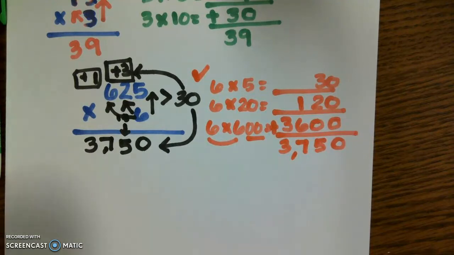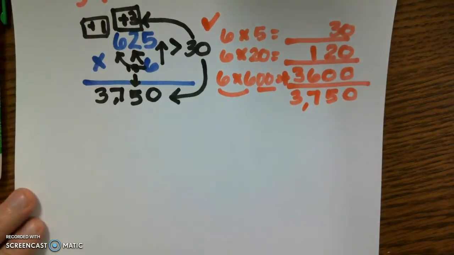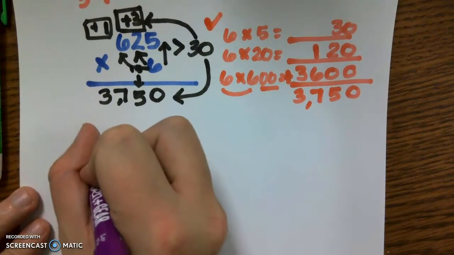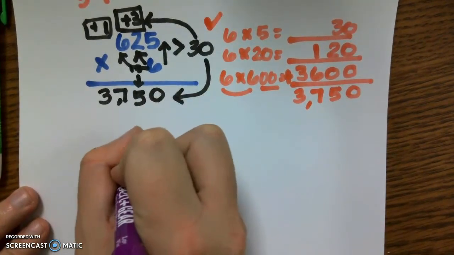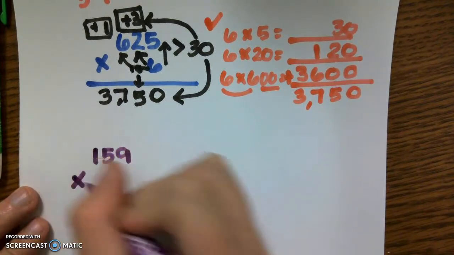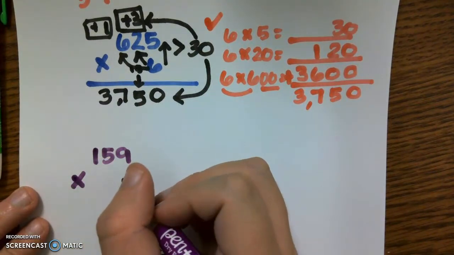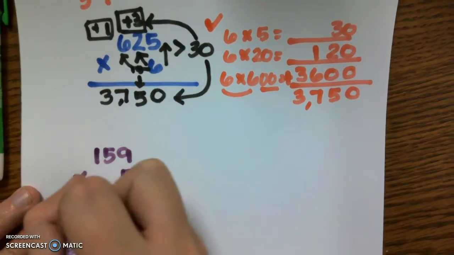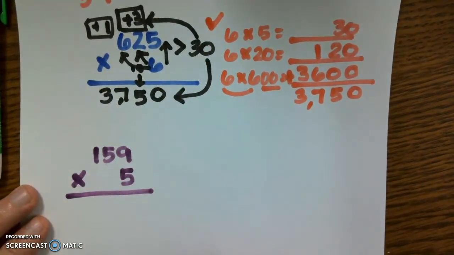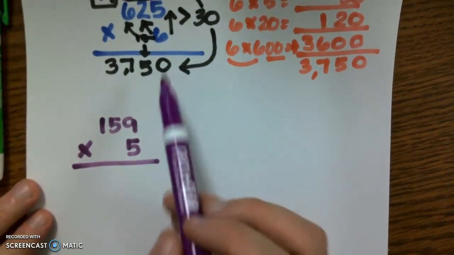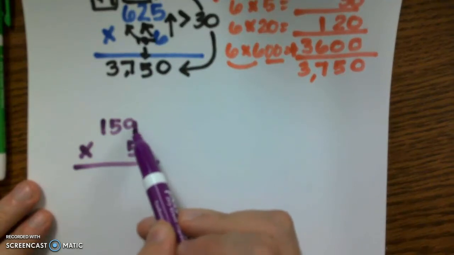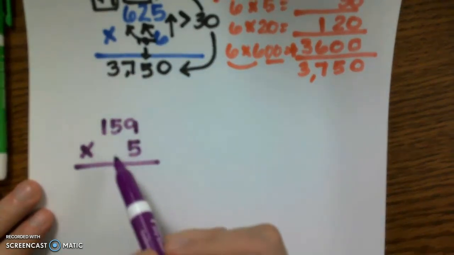So, if I have 159 times, lost my problem, bear with me, times 5. There's my problem. I'm going to do exactly like I did for this one. I'm going to multiply this 5 by the 9, by the 5, and by the 1.